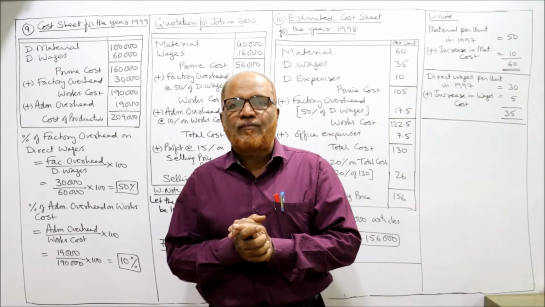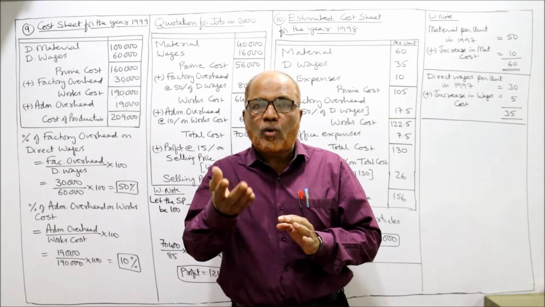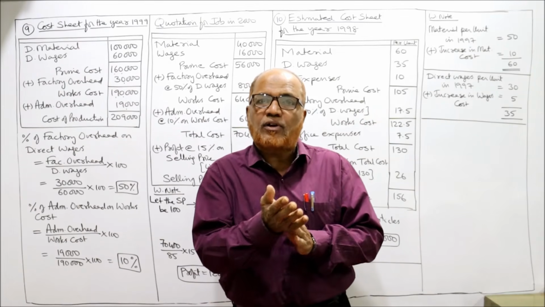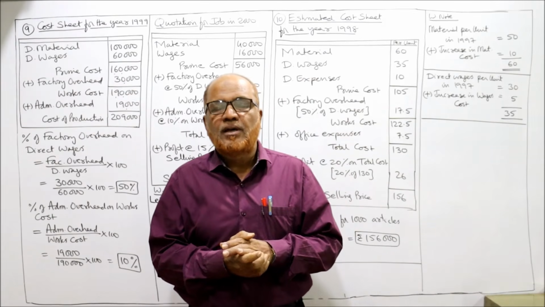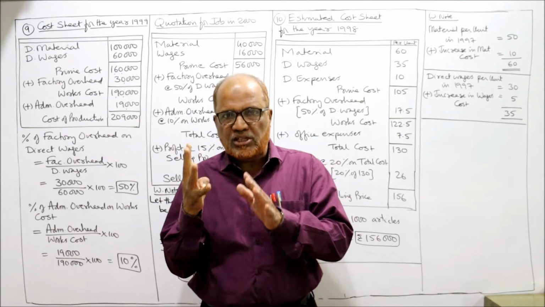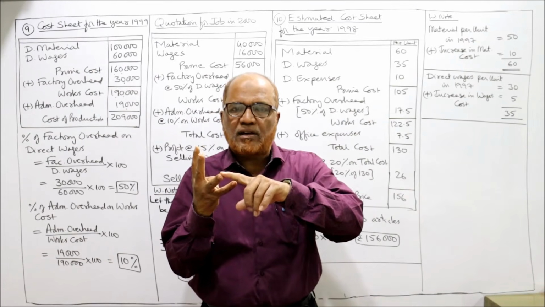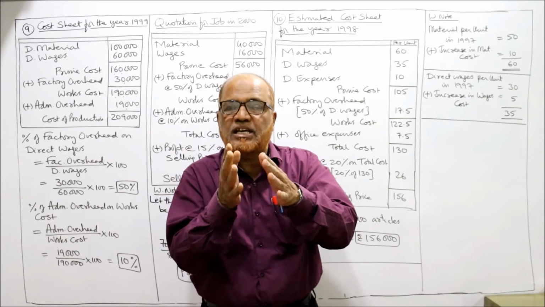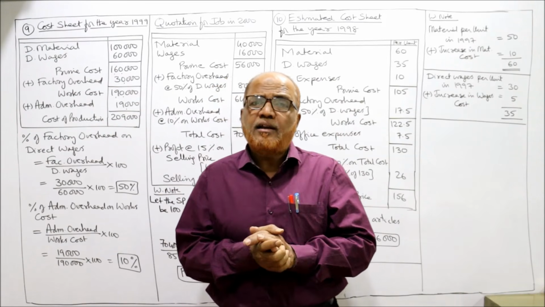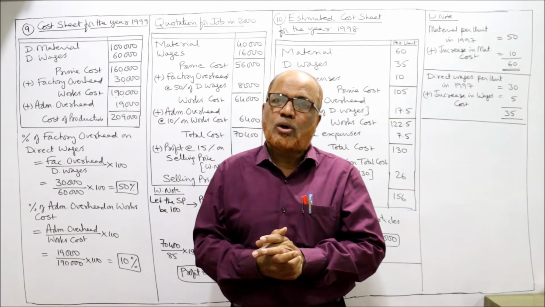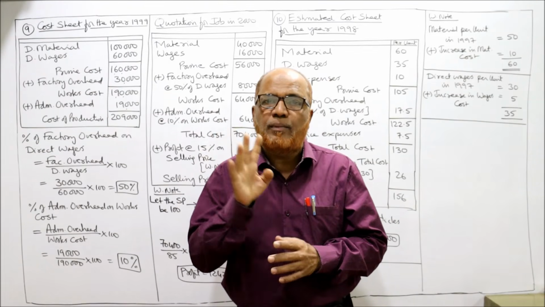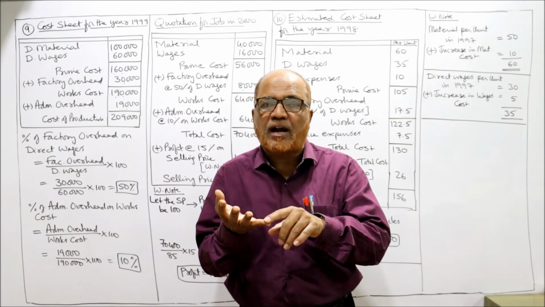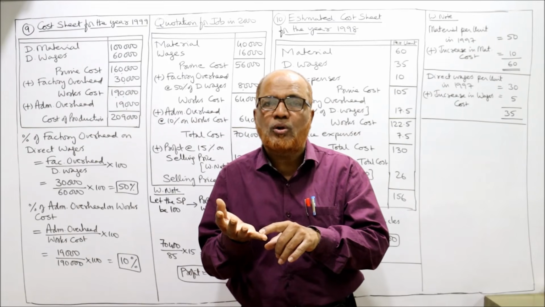This is a problem of quotation. We have to give the quotation for the year 2000 for a job. We are given the data for the last year 1999. See, there are 4 elements of cost in this problem. Direct material, direct wages, factory overhead, administration overhead. These are the 4 elements of cost which was incurred in last year. Current year 2000 year, we have to give the quotation for the job. But for the job we are given only 2 elements, that is material and wages are given. Nothing is given regarding factory overhead and administration overhead.